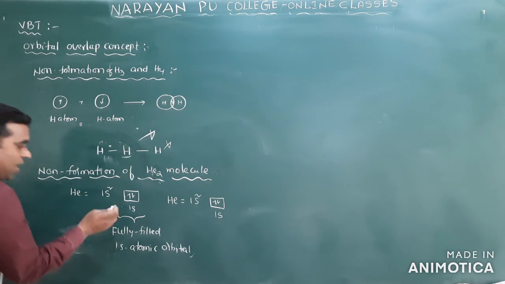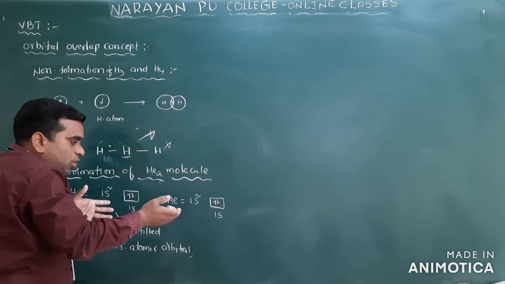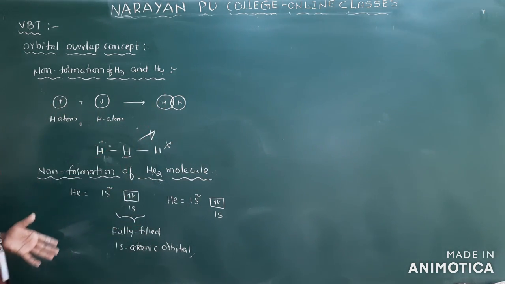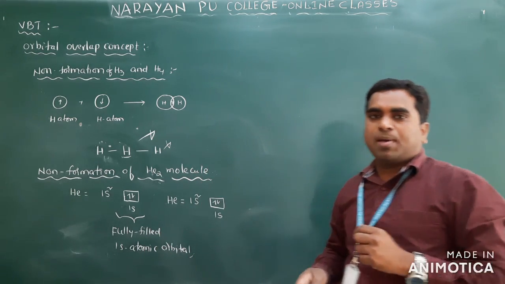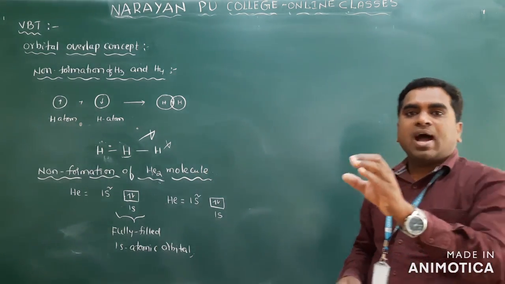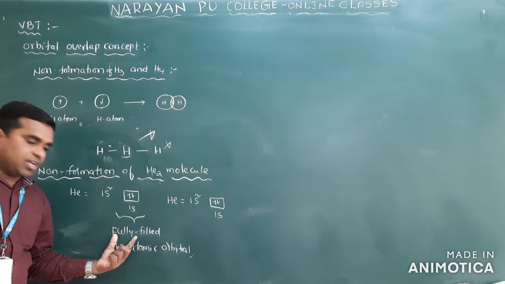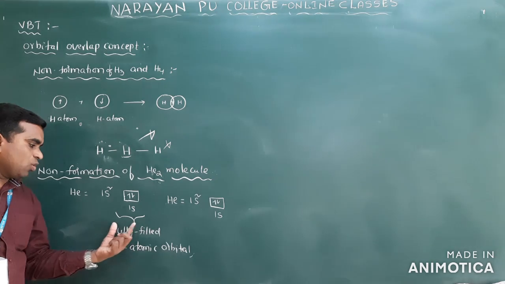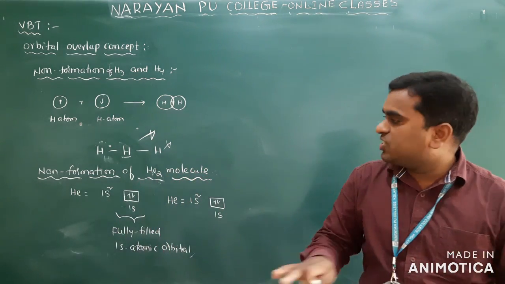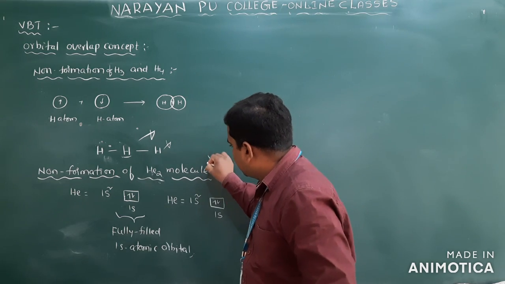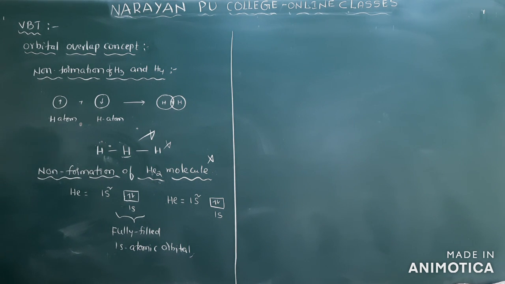So a helium orbital and another helium orbital, being fully filled, cannot overlap to form an He2 molecule. In the overlapping, only half-filled atomic orbitals are involved in the partial overlapping. But in the case of helium, there are no half-filled atomic orbitals, only fully filled atomic orbitals. So there is no overlap, and the He2 molecule cannot exist. This concept is given by the VBT theory.